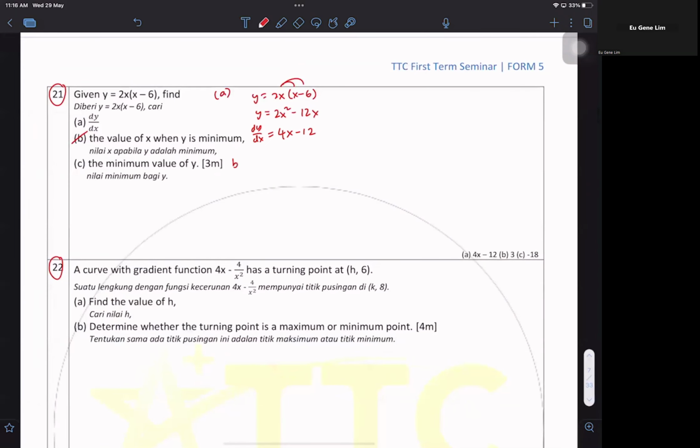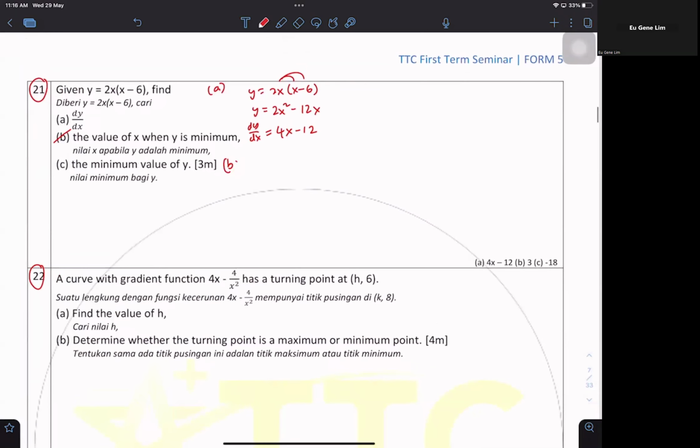Then question B. They say find x when y is minimum. What does it mean by minimum? Remember, minimum, maximum, same. Dy dx is 0. Doesn't matter if it's minimum or maximum, dy dx equals 0. So 4x minus 12 equals 0. From here, you will be able to find out the x. 12 over 4 is 3. Done.